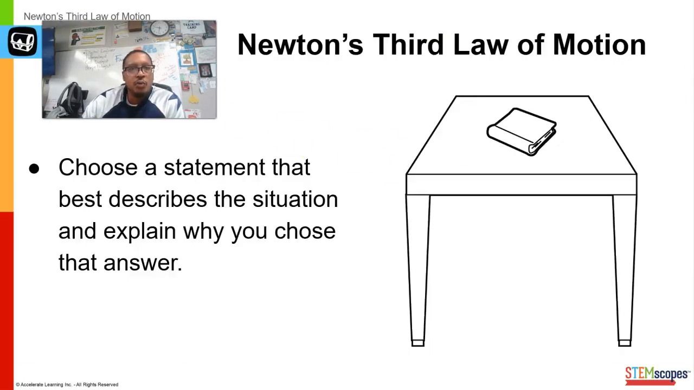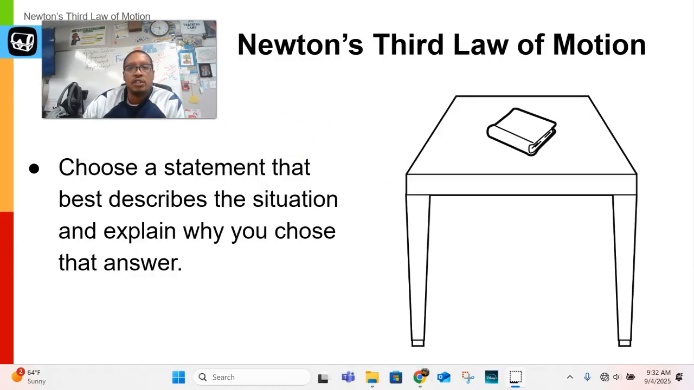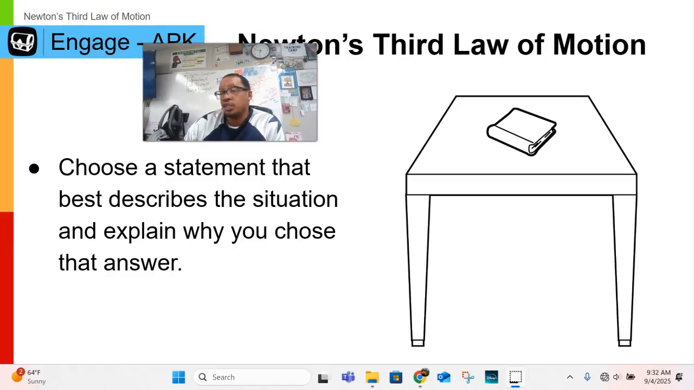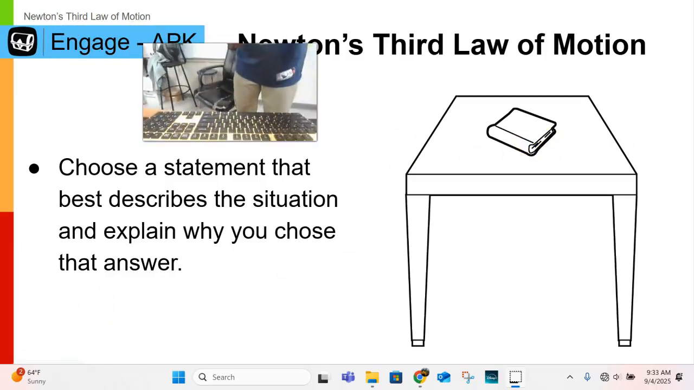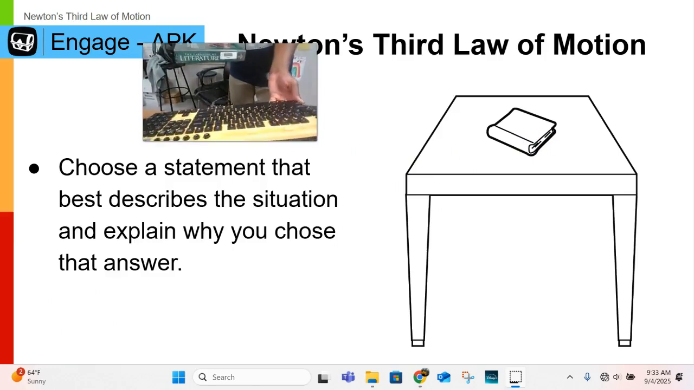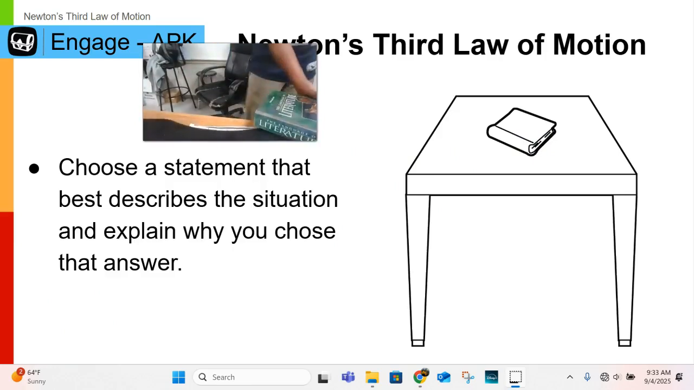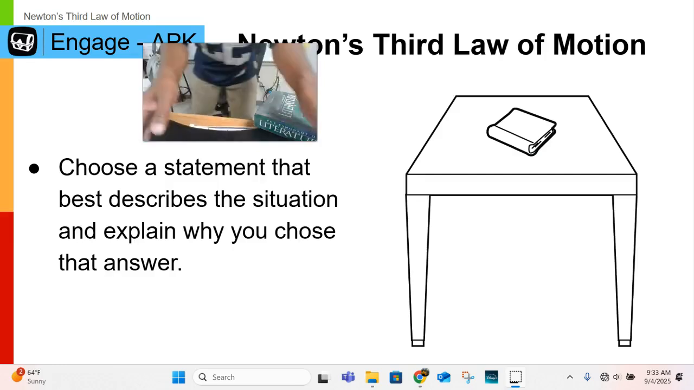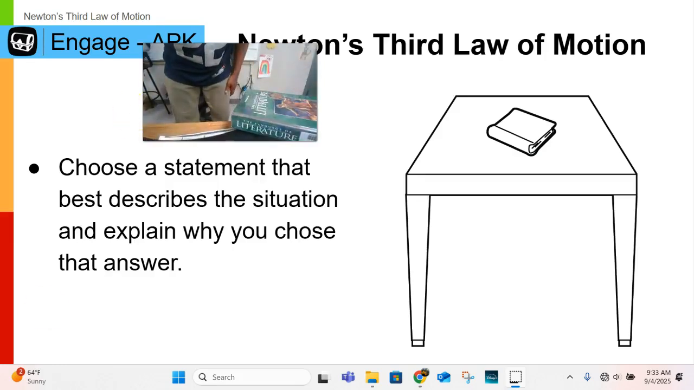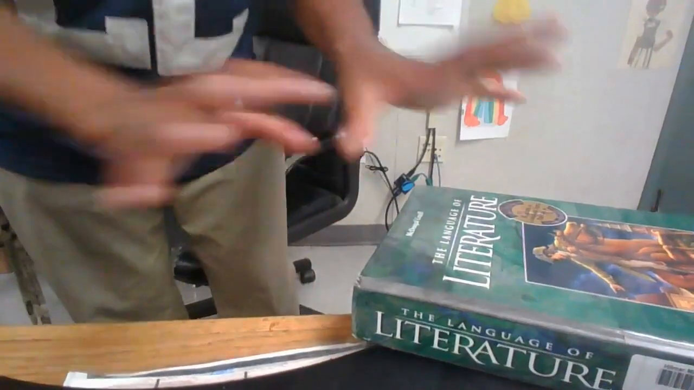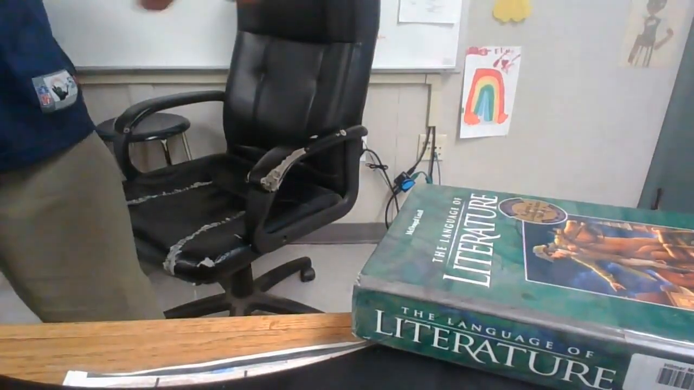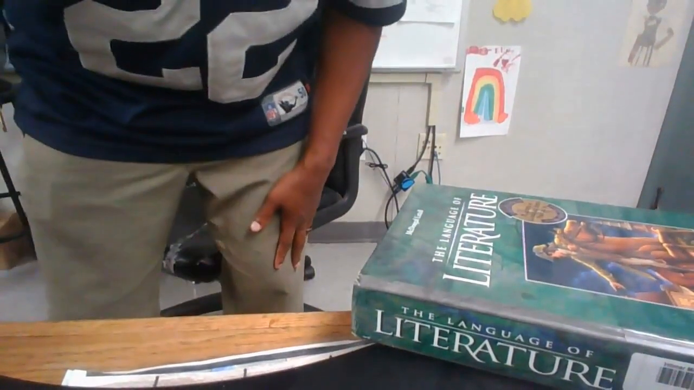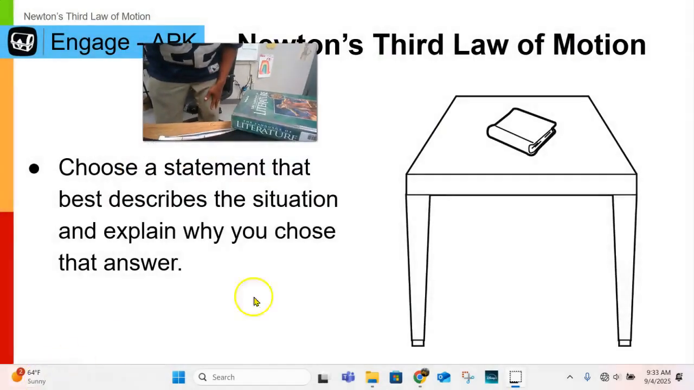Okay, cool. Now we are going to look at this situation, and the situation is a book on a table. I've got a book, and I'm going to move my keyboard right there. The situation is there's just a book on the table. That's the whole situation. Nothing crazy, just a book on a table, just sitting there, not moving. So that's the situation we find ourselves in.